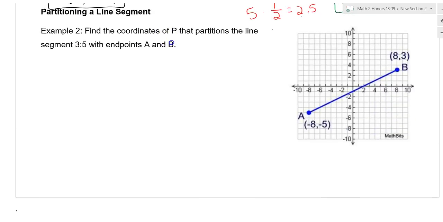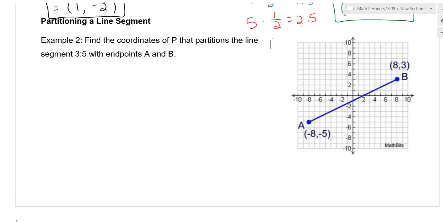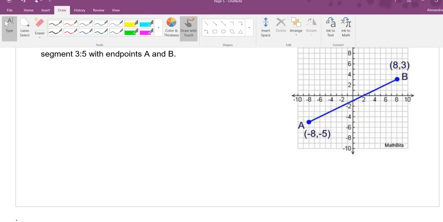Okay, so example 2, now we are actually partitioning. Partitioning is like finding a midpoint, but it might not be in the middle. I can break it into any size pieces, really. Example 2 says find the coordinates of P that partitions the line segment with endpoints A and B, with this ratio, 3 to 5.